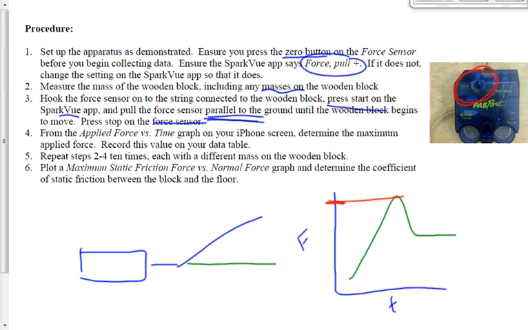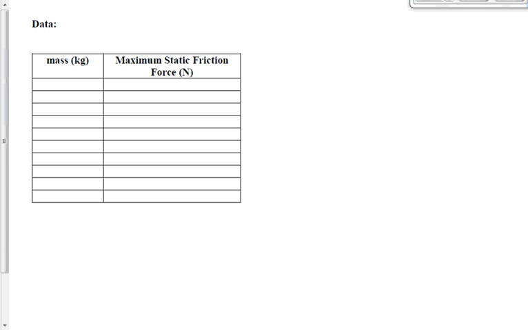Well, then you're going to repeat these steps. Use a new mass for your wooden block. Pull it again. Measure the force that's required to get this wooden block moving with this new mass, or this new normal force. Record that data. Do it again. And then when you're finished, you've got a data table that's going to look something like this. Mass in kilograms, maximum static friction force.